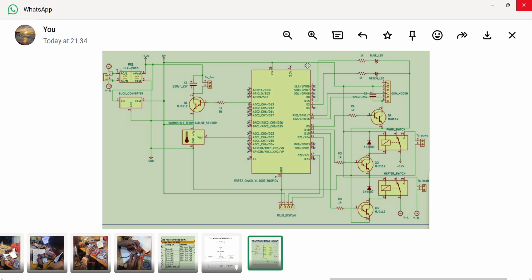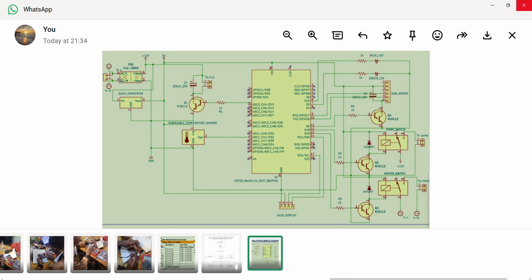Okay, this is our circuit diagram for our automated temperature regulating system. Now here, this is where we put our AC. These things you see here, this is N. If we say N, this is the neutral. Then this one is what? The live.